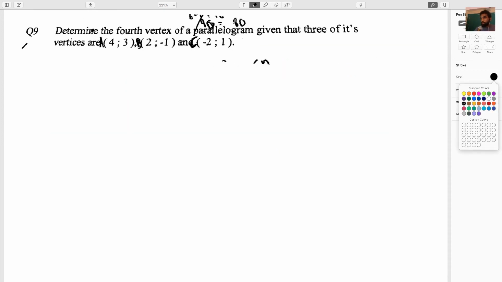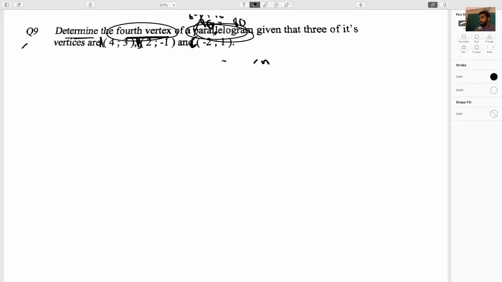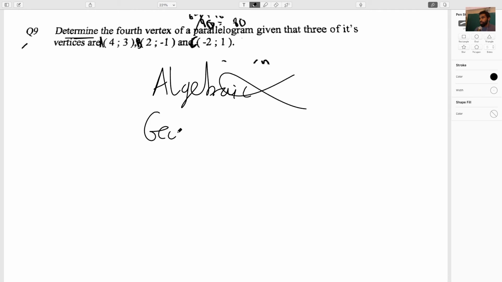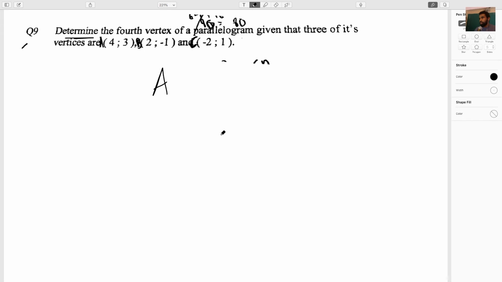Okay, for this next question, we have to determine the fourth vertex of a parallelogram given 3 vertices. So I recall that there was an algebraic solution to this one, and I don't like that solution. So we'll just use the geometric one, because the algebraic one is much harder and it's not worth the time. So we use the geometric one, and to do that, we start by doing a good graph. So let's do a good sketch.